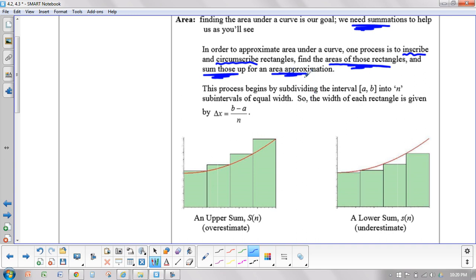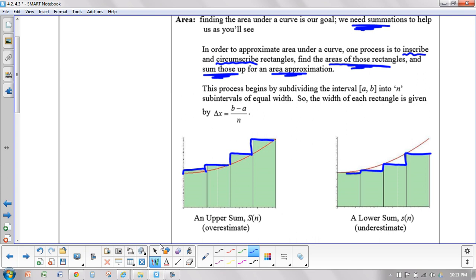Now, the image that you've seen right now, it's not the best approximation because, for example, all this is extra. It's above the curve. It's too much. And then in this other one, we have all this space that's too little, all this extra white space that's left underneath the curve. So by adding up the areas of those green rectangles, sometimes we get too much of an approximation, we get an overestimate. Sometimes we get too little of an approximation, we get an underestimate.